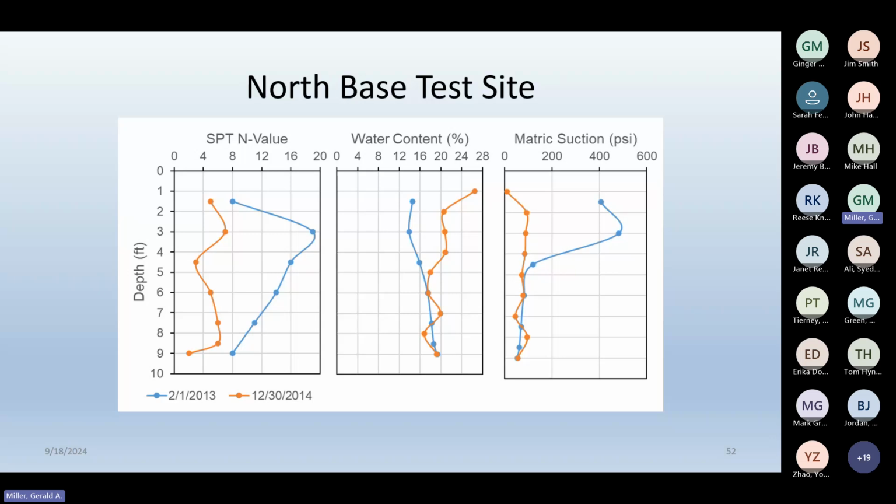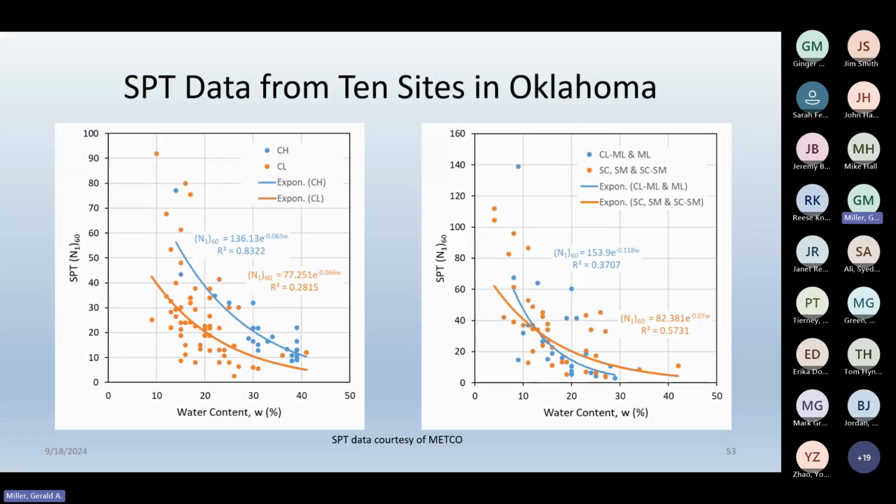Okay, so now you have some idea of how much change can occur. But I think this next slide may be of particular interest to you. So I took 10 test sites, just random projects. Actually, I want to give a shout out to Medco for providing this data. And I just started going through test borings, taking N values and water contents and seeing if there was any correlation. And I parsed it out by different soil types.